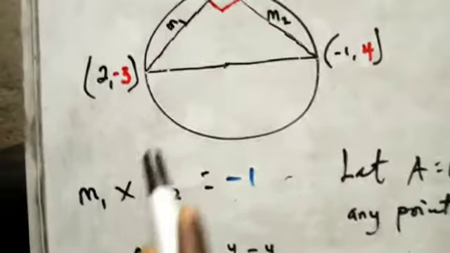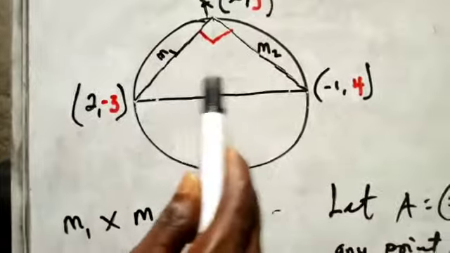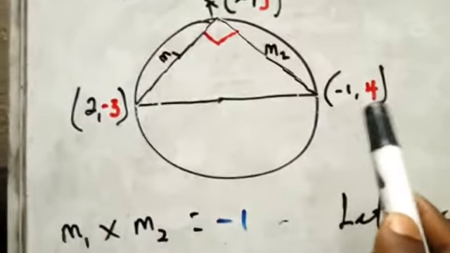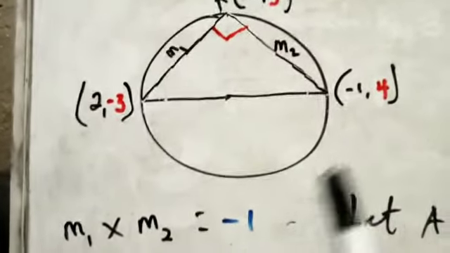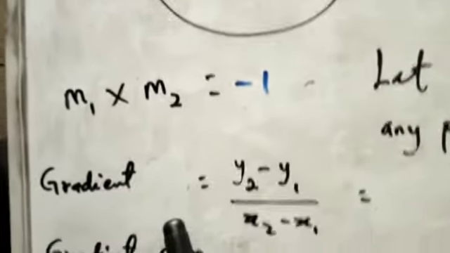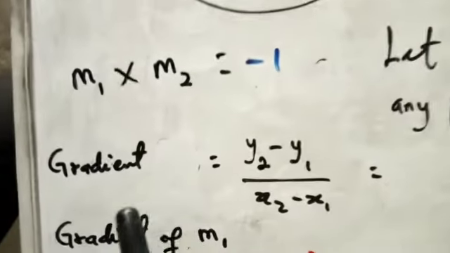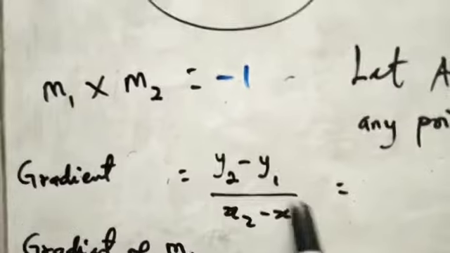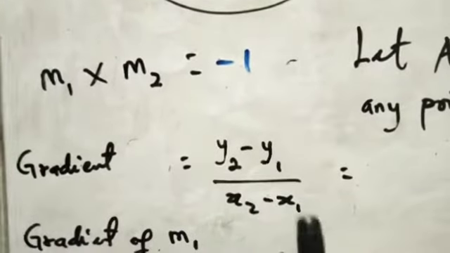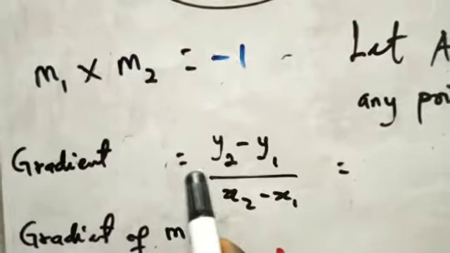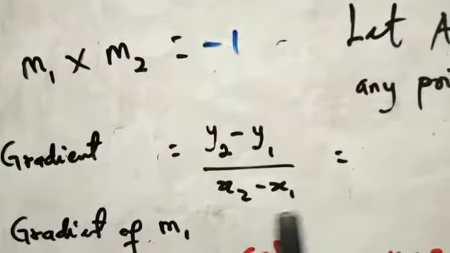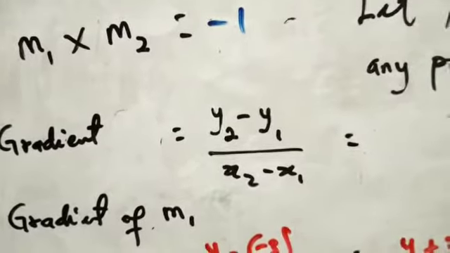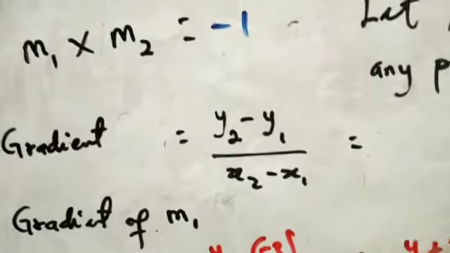So I'm calling the gradient of the first one m1 and the gradient of the second one m2. If you don't know what gradient is, you may consider searching that before you proceed. Is that okay? By the way, this is how the gradient is defined: y2 minus y1 over x2 minus x1. Once again, for you to be able to use this definition, you should know where y2 is coming from, where y1 is coming from, where x2 is coming from. This is how you use any formula in mathematics. You should know where the players are coming from. This is what I call the players. Is that okay?